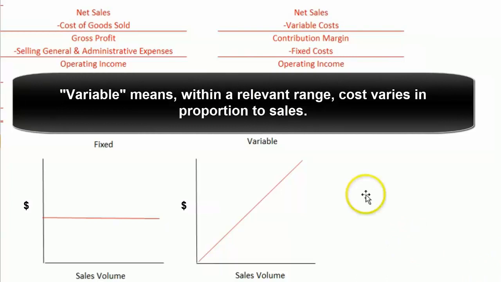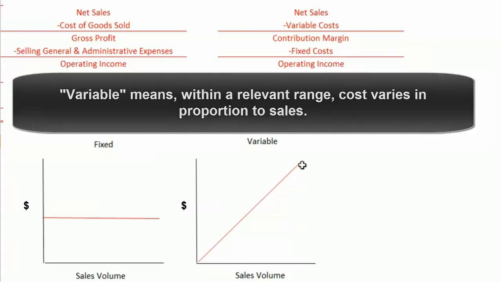On the other hand, a variable cost does change in proportion to sales volume. Think about fuel for my airline. The more passenger miles I fly, the more sales I have. The more sales I have, the more my fuel cost goes up.